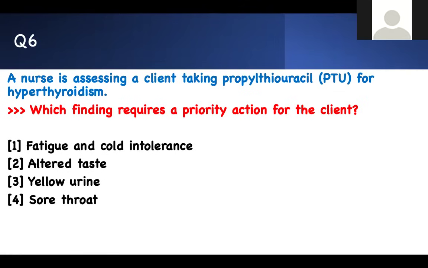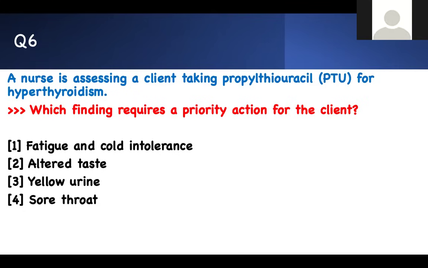And this is assessing the client taking what? PTU, propylthiouracil, for hyperthyroidism. Which finding requires a priority action for the client? I always say, how do you answer a question? Read it from the back. What is the keyword? Requires priority action. You're going to circle that one. Then you go to the stem of the question. The nurse is assessing a client taking what? PTU. That is your prioritization medication. That is your buzzword.